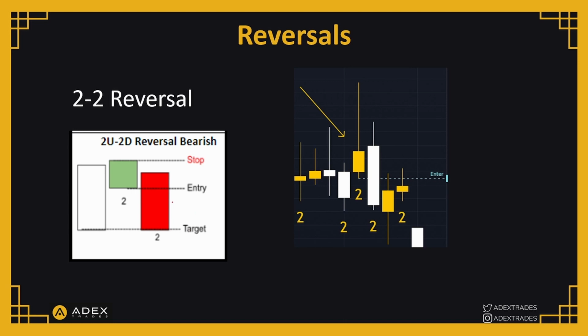2-2 reversal, 2 up, 2 down reversal. This is the case where you have a 2 up candle and you have a shooter, and then you have your 2 down candle, and then this is your target. You're looking at a 3 candle structure. So if you go 2 down, you enter here, and your target's going to be this right here. Okay.